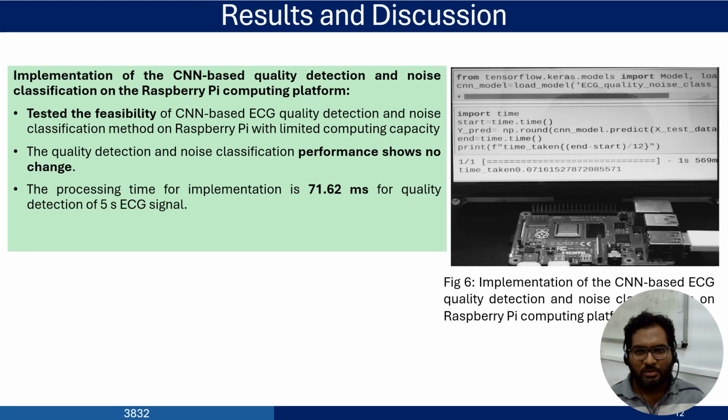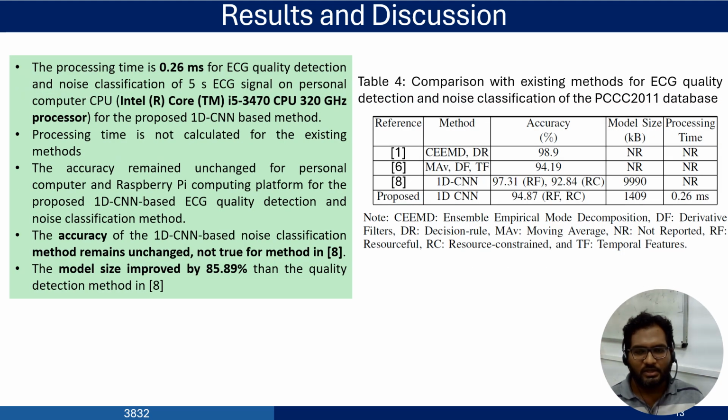Finally, we implemented our model for quality detection and noise classification on Raspberry Pi, and we found that the method demonstrated a processing time of 71.62 milliseconds, which is quite less than the segment duration of 5 seconds. It also presents the feasibility of the model on a resource constrained and limited computing capacity platform.